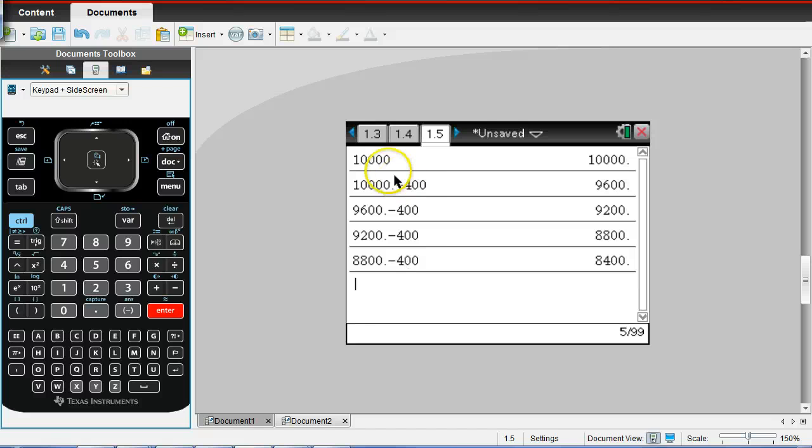Again, the way that you do that is you start out by typing in your initial amount, your first term in your sequence, your 10,000. Then just type in what you're going to do each time, so minus 400. Hit enter, and then every time you hit enter, it'll automatically figure out what the next term in the sequence will be.